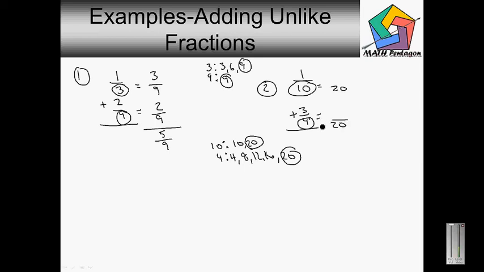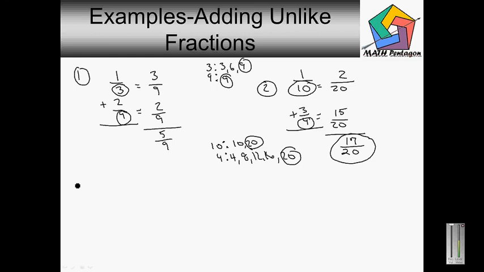So 4 goes into 20 5 times. 3 times 5 is 15. 10 goes into 20 2 times, and 2 times 1 is 2. So we keep the denominators the same. It's 20. So we just add 15 plus 2, which gives us 17. So our final answer would be 17 over 20. So this is the final answer for this one.